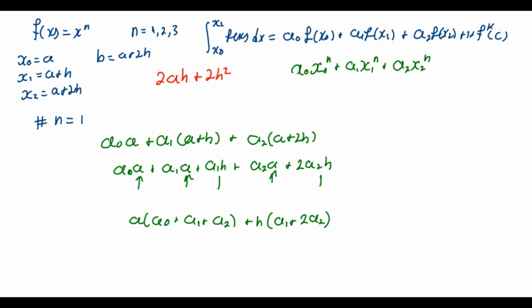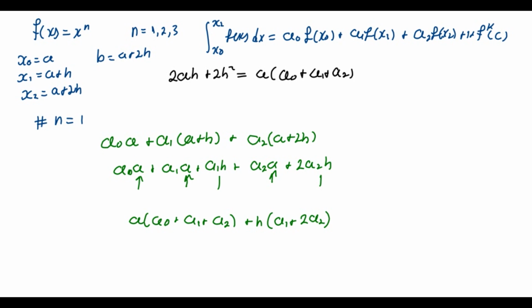So it simply means this part here, together with the one that I've erased, is what we ended up with when we evaluated for this one, something like 2ah plus 2h squared. Now we equate it to the approximation, which we have found as a naught plus a sub 1 plus a sub 2, times a, plus h open bracket a sub 1 plus 2a sub 2. So this right here is equation 1.